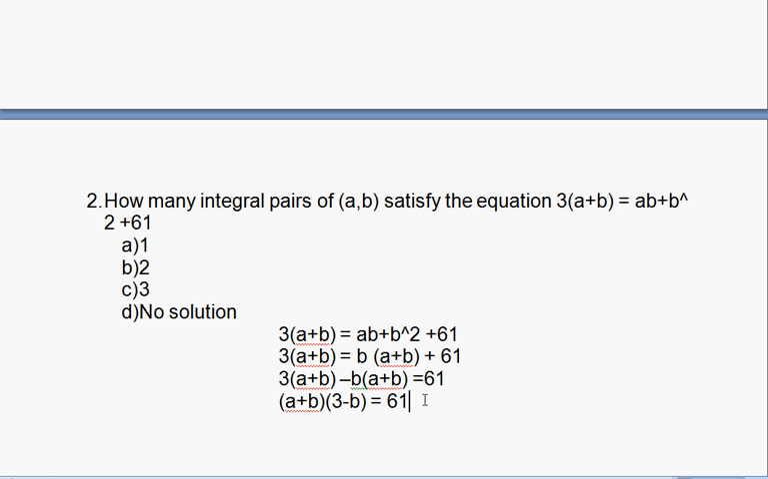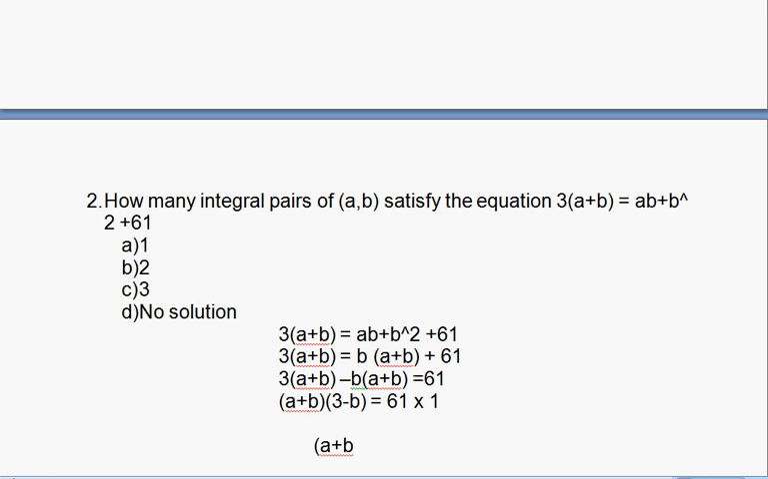So 61 can be written as 61 into 1. So out of these two, either a plus b is 61 or 3 minus b is 61, right? If a plus b is 61, we would get 3 minus b would be equal to 1. If a plus b is equal to 1, 3 minus b is equal to 61. So from these two equations we would get two solutions, right? Let me write it.